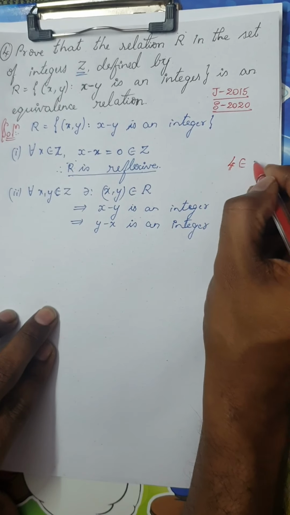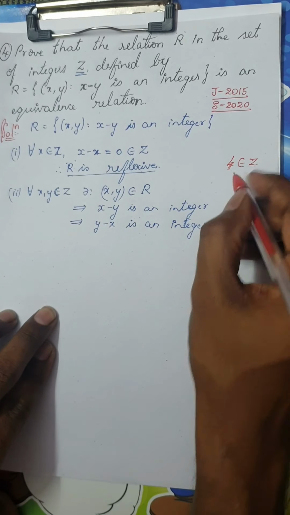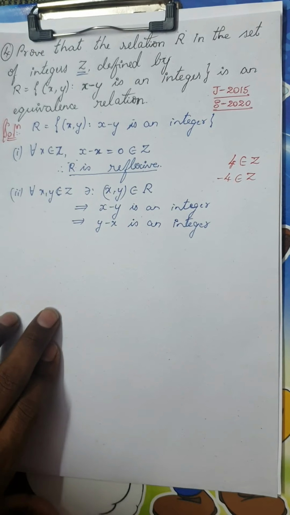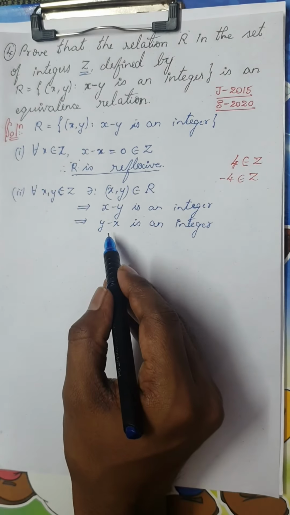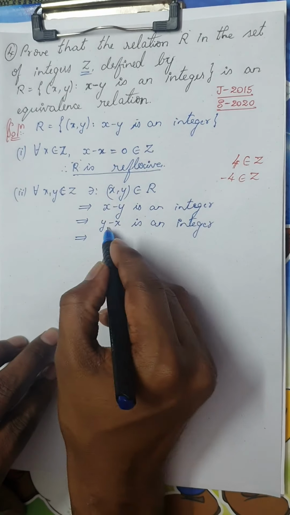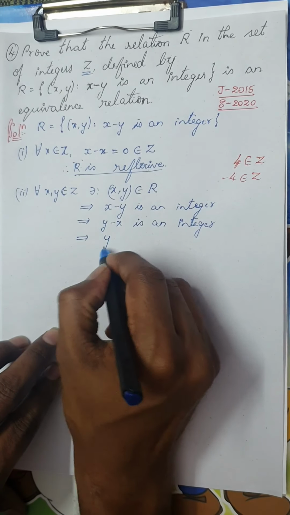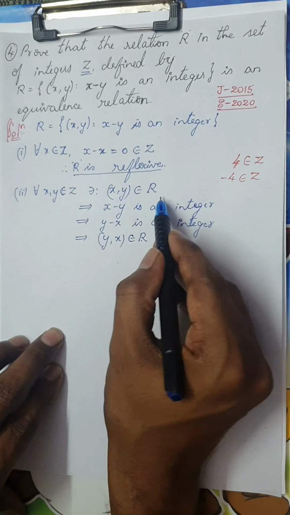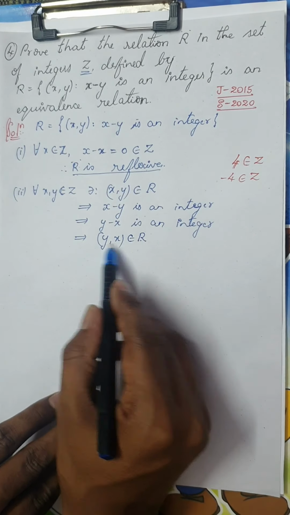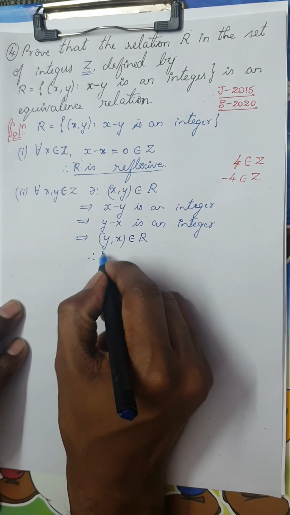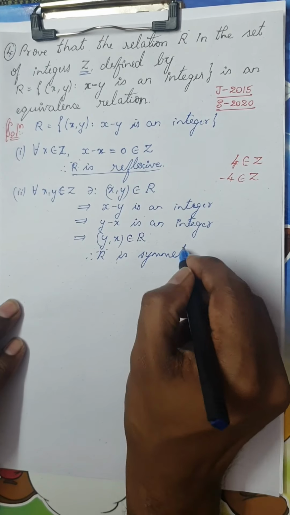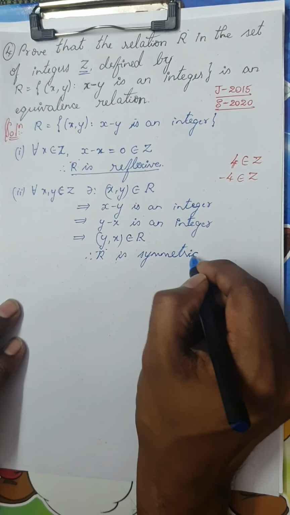Okay, if 4 belongs to integers Z, then minus 4 also belongs to Z. So the negative of x minus y is y minus x. This implies y minus x is an integer, meaning y comma x belongs to R. Started with x comma y belongs to R, I got y comma x belongs to R. Therefore R is symmetric. Okay, very easy proofs.